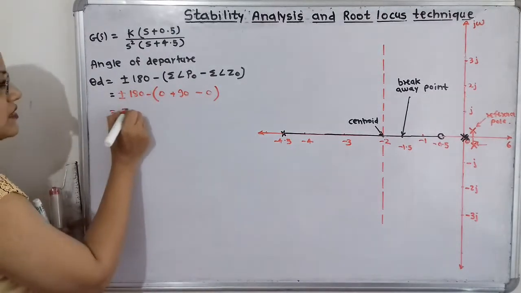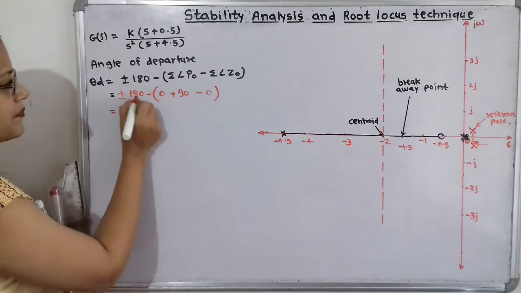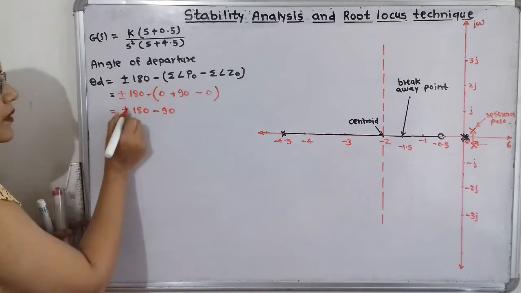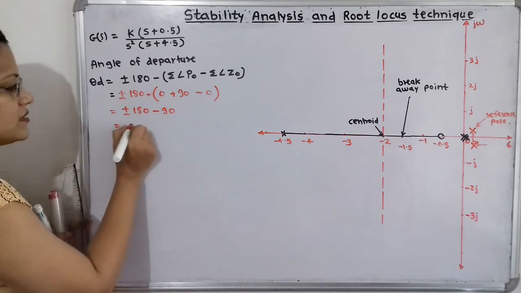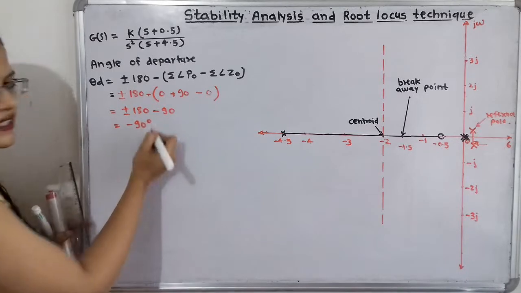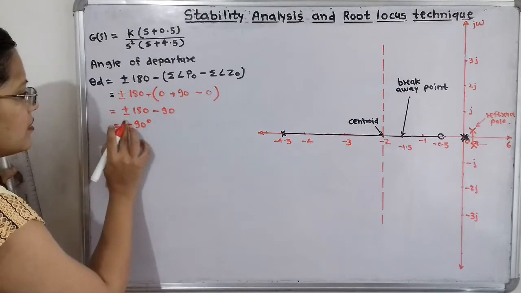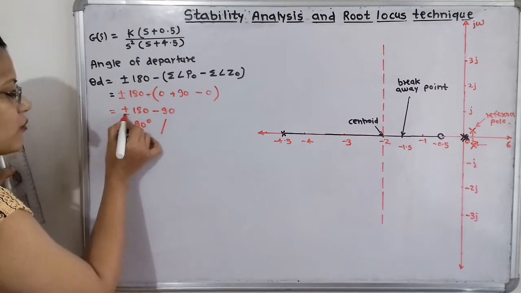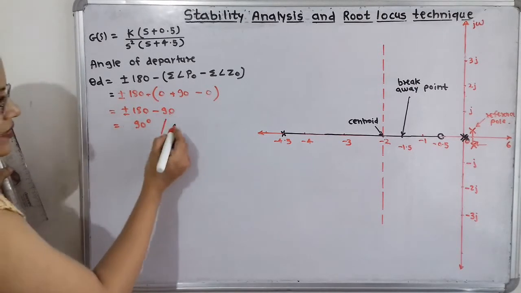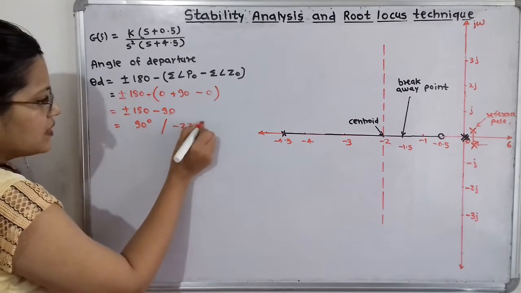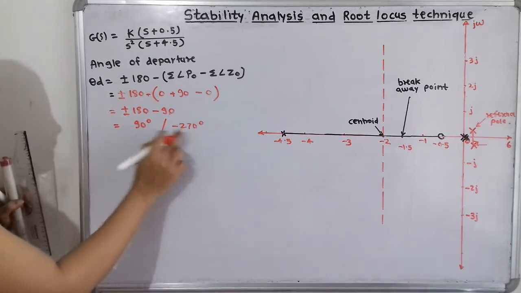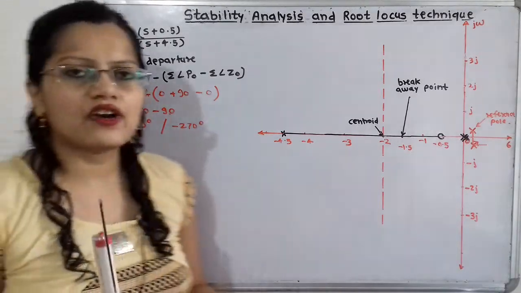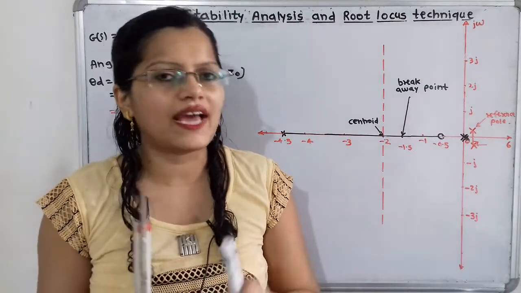If I calculate this, plus minus 180, here minus sign we have to multiply inside, minus 90. So plus 180 minus 90, that is plus 90 degree, or we have to take minus 180 minus 90, that is minus 270 degree. So we can choose any one angle. So I will choose this plus 90 degree angle. So we have to show the angle of departure from this reference pole as 90 degree.